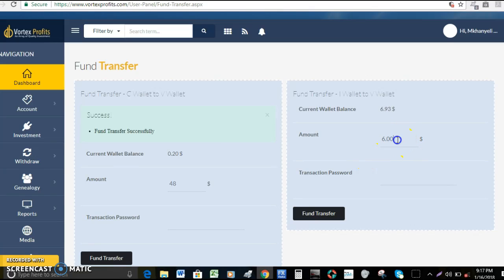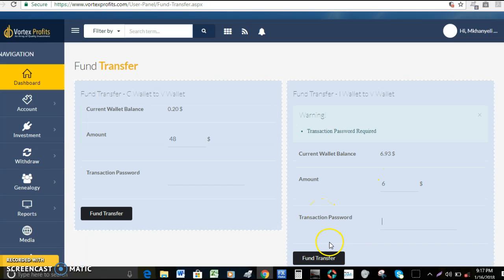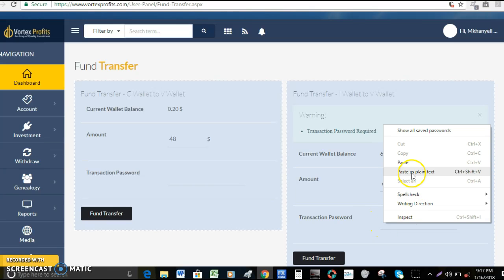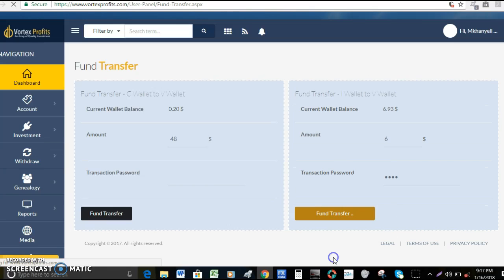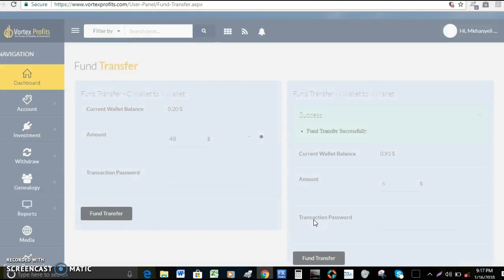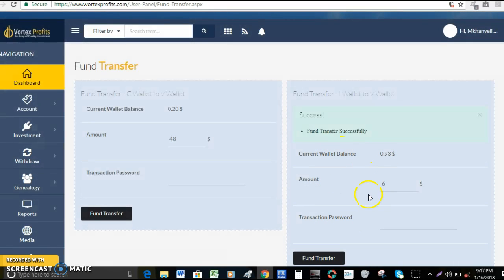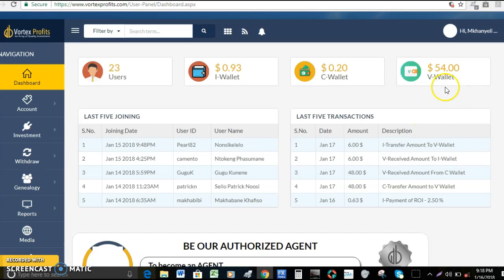Now I want to do the same again this side, and I transfer $6 and then say fund transfer. Okay, I didn't put the password. I'll put the password again. Funds transfer. Yes, we see now funds are being transferred. So funds transferred successfully. I'm left with 93 cents on this one and 20 cents on this one. Let's go back to dashboard and have a look. Okay, now I've got $54 in my V wallet.